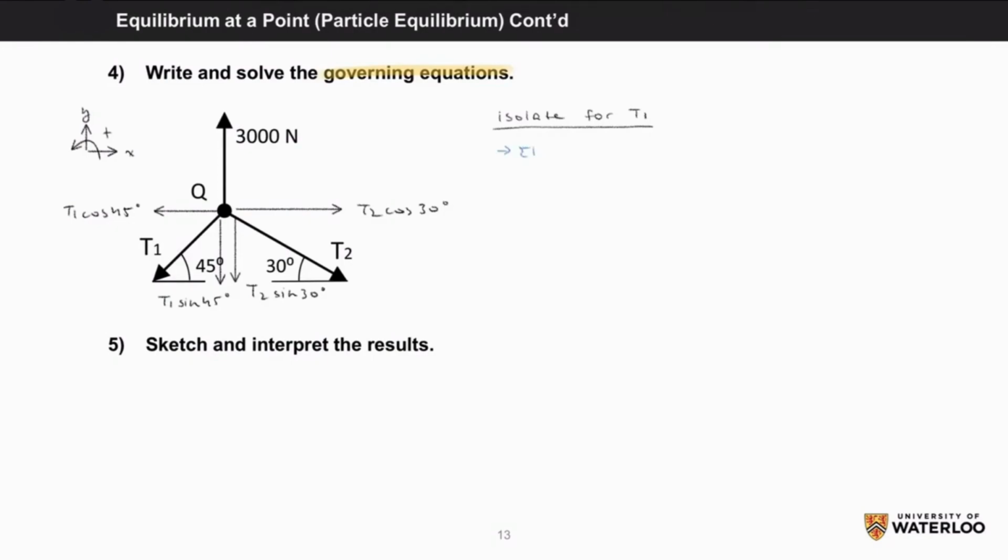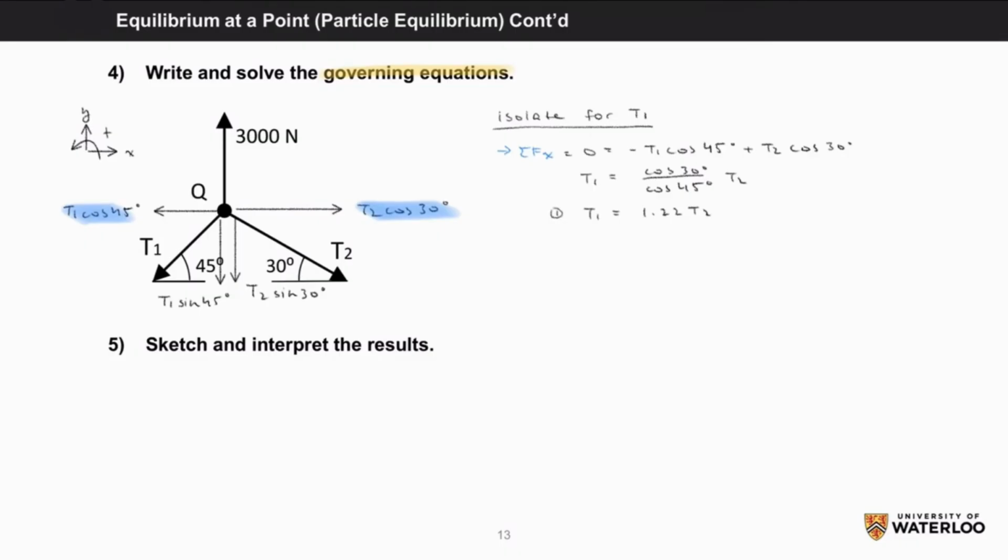The sum of Fx equals 0 accounts for all forces acting in the x direction. Our equation is then 0 equals negative T1 times cosine of 45 degrees plus T2 times cosine of 30 degrees. Isolating for T1, we get T1 equals 1.22 times T2, which is our first equation.